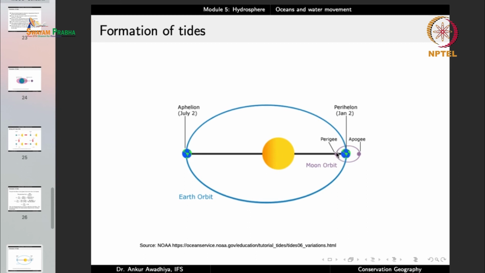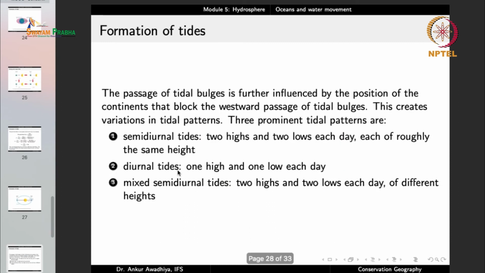Now in this case, if we have this configuration where the earth is at the perihelion, so the sun is exerting the largest amount of force, and the moon is at the perigee, that means that the moon is also exerting the largest amount of force that is possible. We will have exceptionally high tides. So these will be exceptionally high spring tides. So this is about tides.